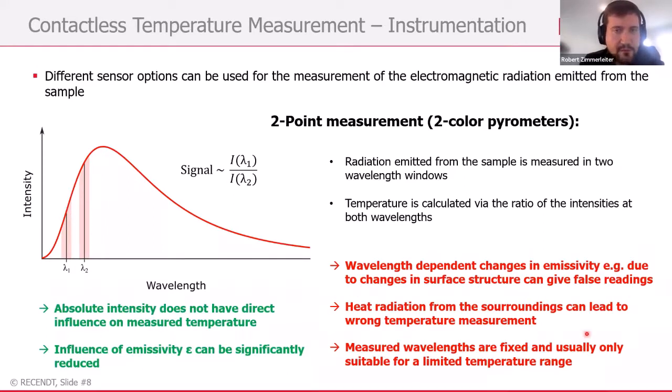And heat radiation from surroundings, if it is strong enough, can also lead to very wrong temperature measurements, because heat radiation from surroundings might influence the intensity at just one of the wavelengths stronger than the other, and this will give you a very wrong ratio between the two and a wrong temperature. Another downside is that the measured wavelengths are fixed in your sensor, and they're usually chosen to be suitable for only a very limited temperature range. So you have no flexibility there.